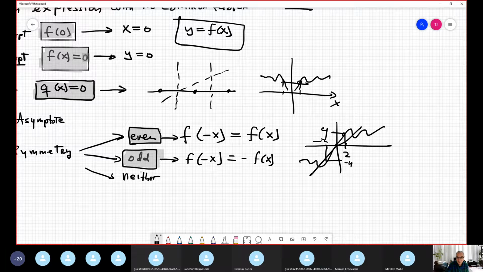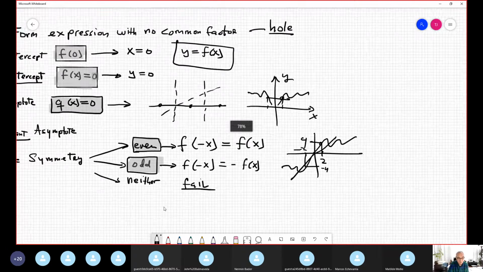A symmetric will respect the y-axis. And neither, when you fail this test, it's neither. It says neither, so definitely we need to do the positive part and the negative part completely separately.